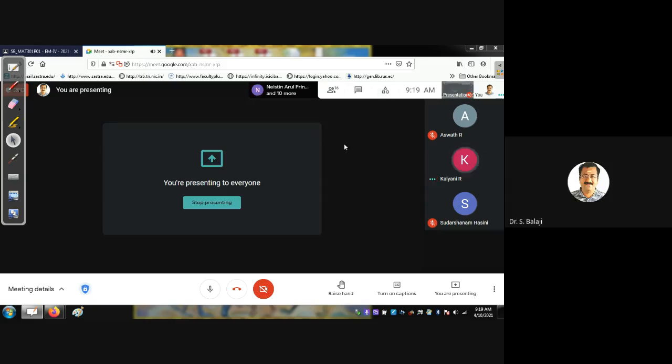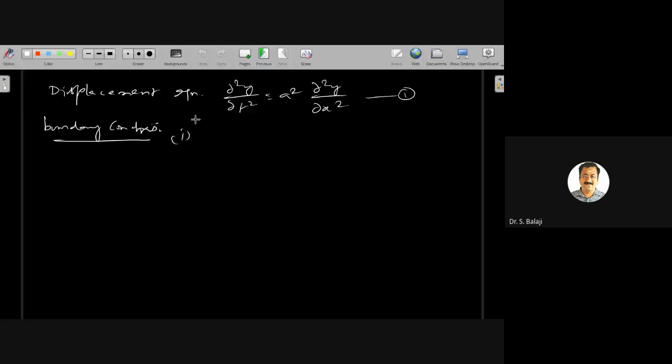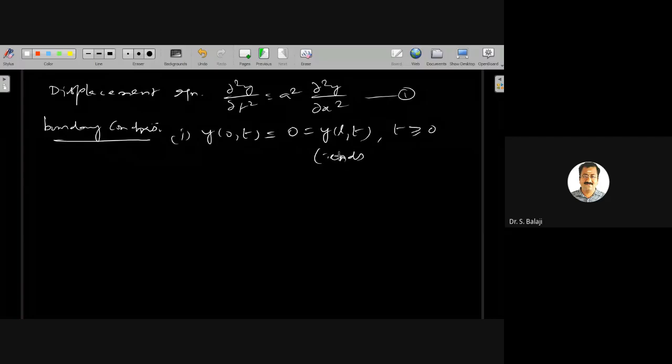Yes, sir. Fixed endpoints for the boundary condition: at x equal to 0, y of 0 comma t is equal to y of L comma t is equal to 0, for t greater than or equal to 0. These two are fixed endpoints because the ends are fixed. Okay, subdivision number 2.